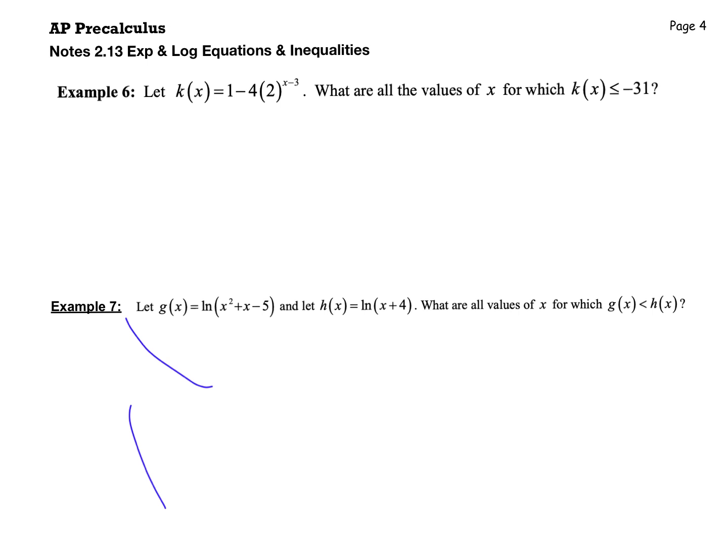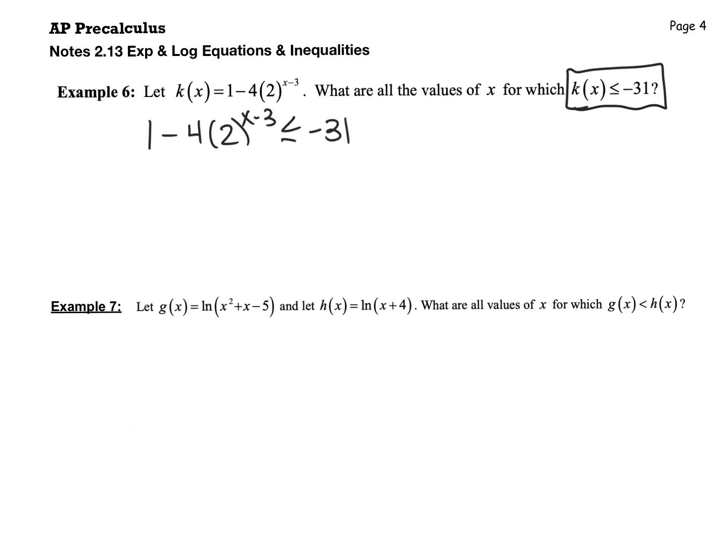So let's look at the exponential one. The nice thing about it is it's a little bit more straightforward. We're still going to use a sign chart, but it's usually not as difficult. With this one, however, I want you to look at how the equation is set up, okay? It wants me to find where k of x is less than or equal to negative 31. So it gives me a very different value from 0, okay? So we want to know where 1 minus 4 times 2 to the x minus 3 is less than or equal to negative 31, okay?